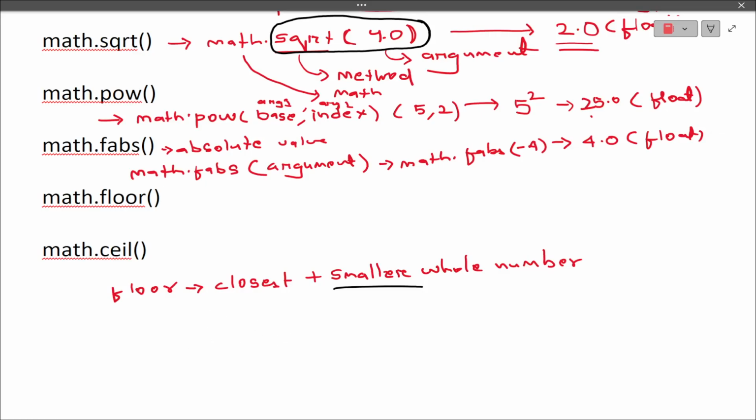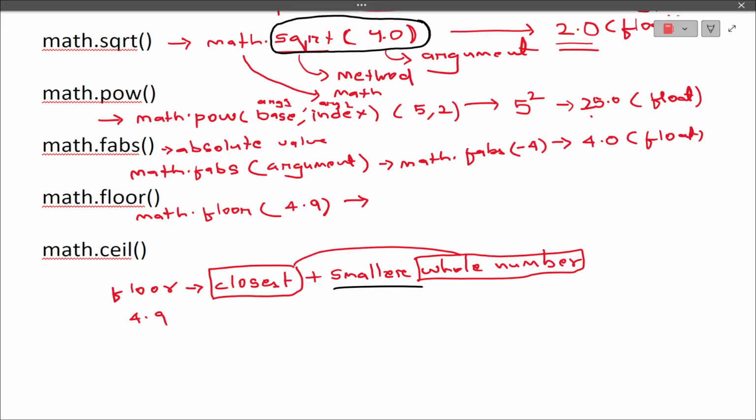So if somebody gives me math.floor, and inside that somebody has given me 4.9, and asks what the output is, you don't have to worry. You just need to follow the steps that I've mentioned here. You need to find the closest whole number. First think about the closest whole number.